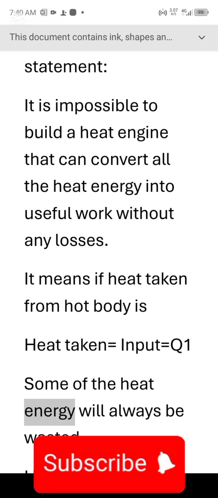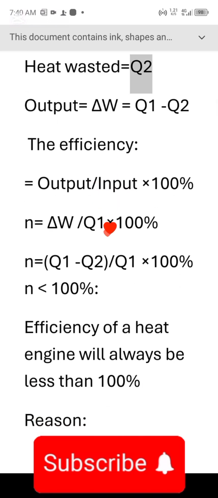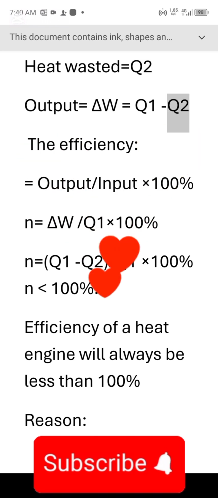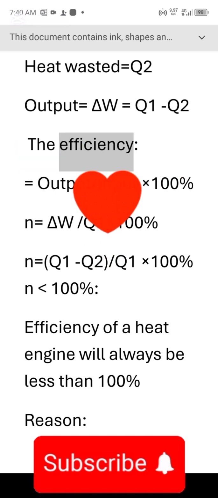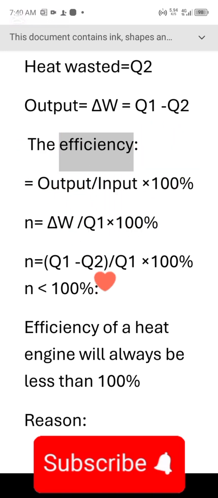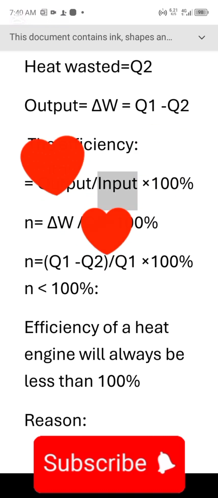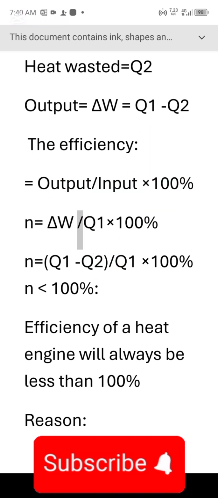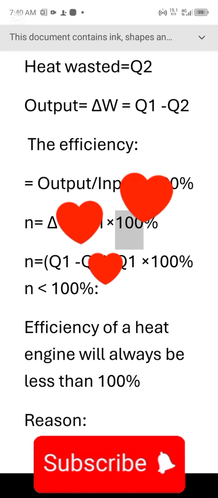Some of the heat energy will always be wasted. Heat wasted equals Q2. Output equals ΔW equals Q1 minus Q2. The efficiency equals output divided by input times 100%. η equals ΔW divided by Q1 times 100%.